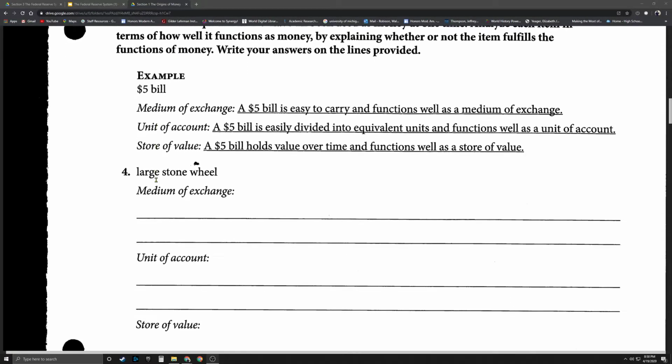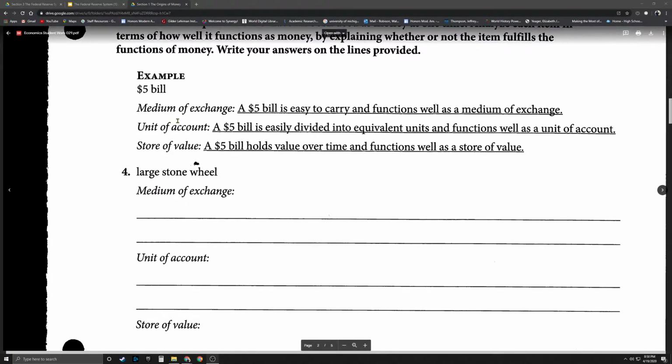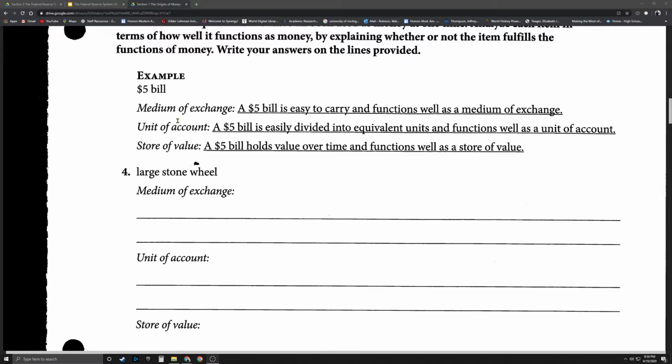So it gives you an example, a $5 bill. A medium of exchange, $5 bill is easy to carry and functions well as a medium of exchange. Unit of account, a $5 bill is easily divided into equivalent units and functions well as a unit of account. And then store of value, a $5 bill holds value over time and functions well as a store of value.